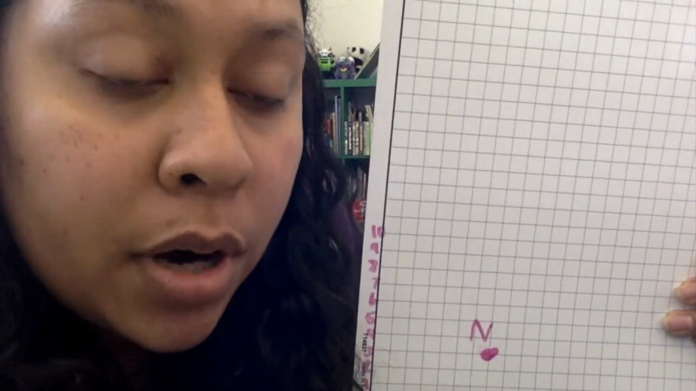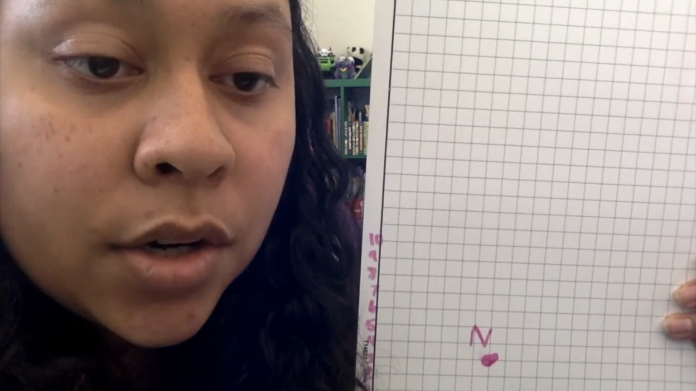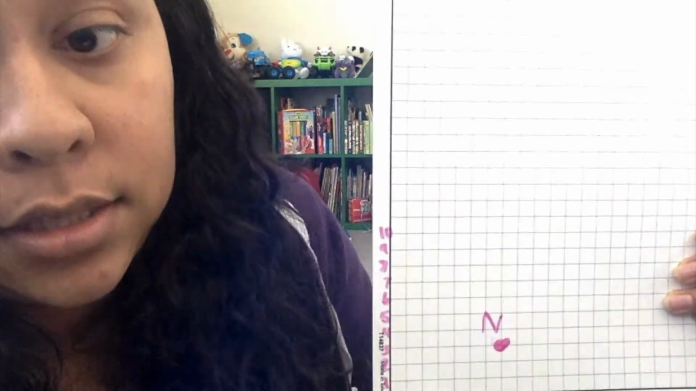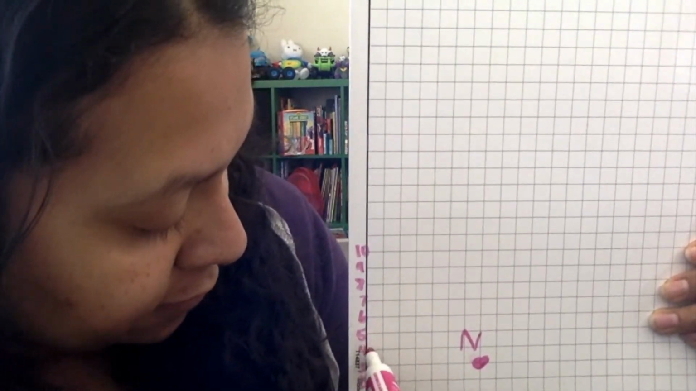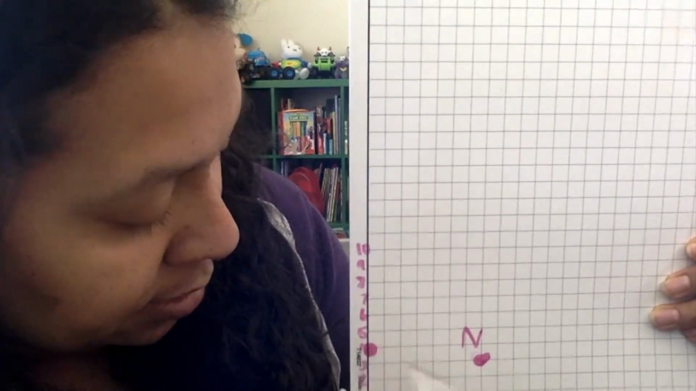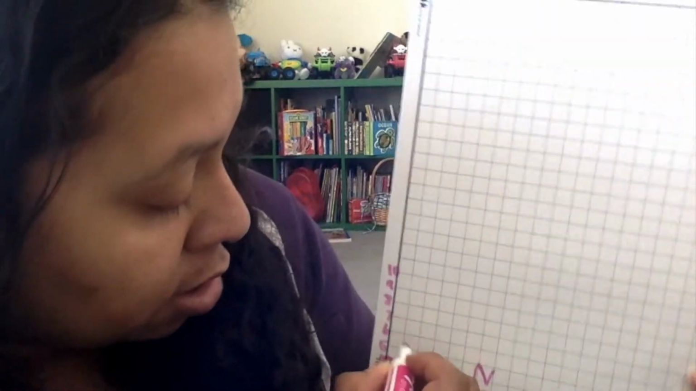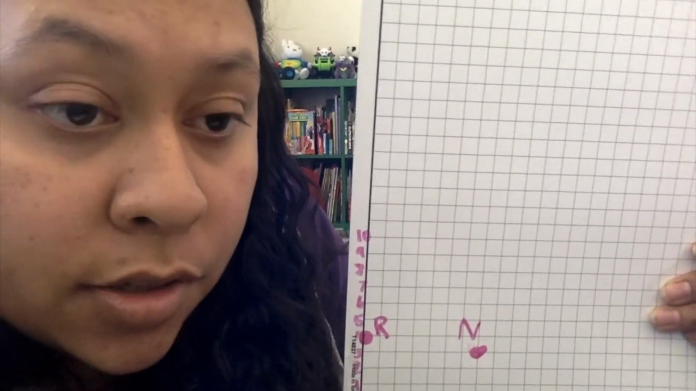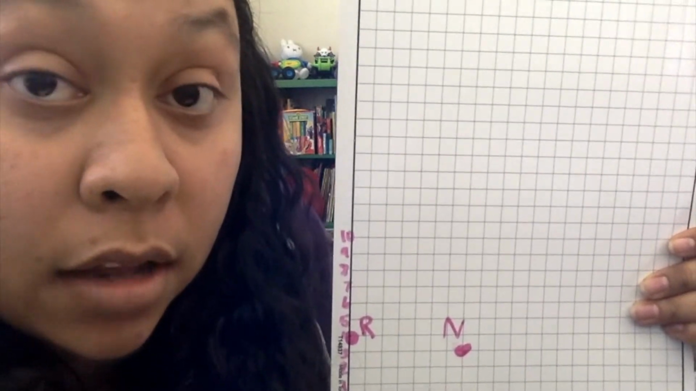Okay, so problem 8, it says R points 0, 4. So that means 0 on the x-axis, 4 on the y-axis, so that's 1, 2, 3, 4. So right there. So that point needs to be labeled letter R. So R right here. Okay, so now you need to do the same thing with problems 9, 10, 11, 12.